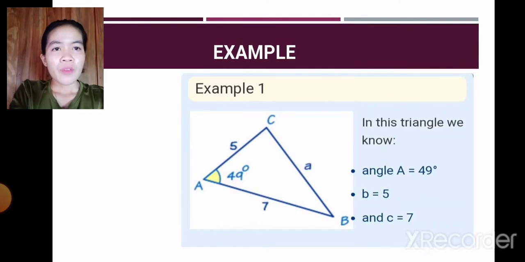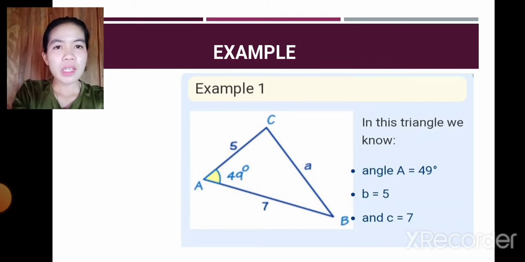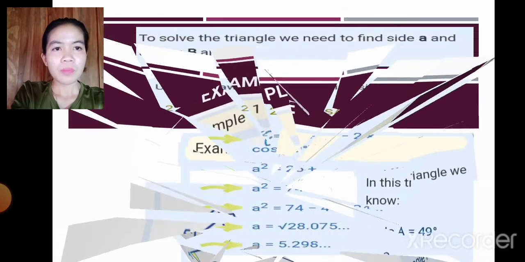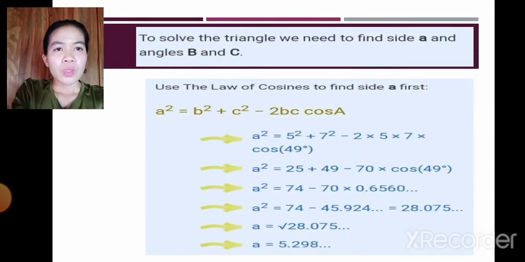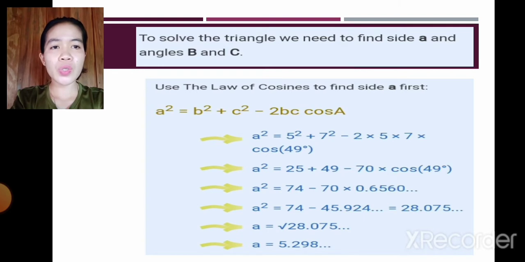So, for example, in this triangle, we know angle A is equal to 49 degrees, B is equal to 5, and C is equal to 7. So, to solve the triangle, we need to find side A and angles B and C. For this video, I will discuss first how to find the side A. So, we use the law of cosines.